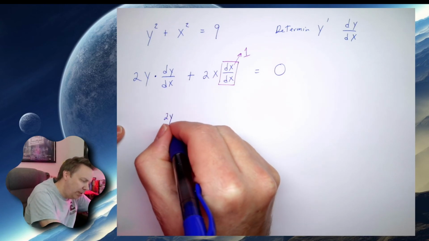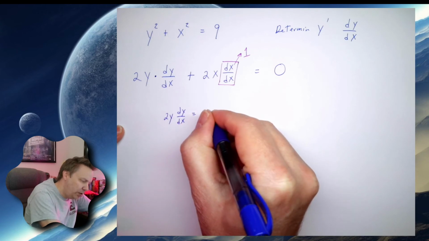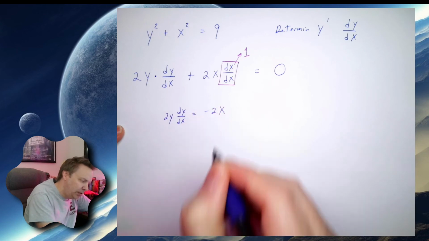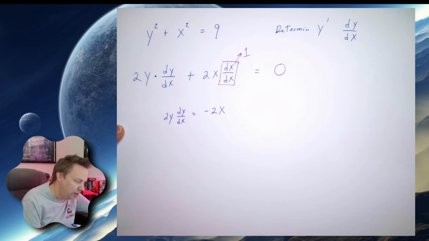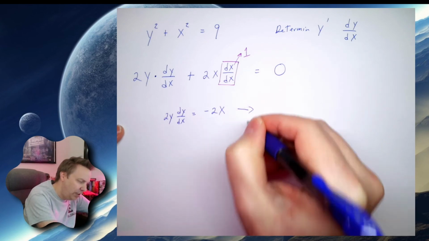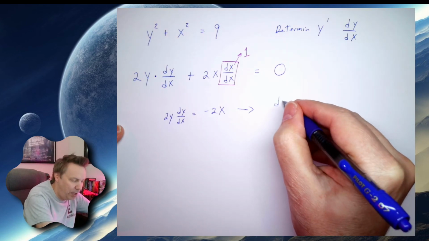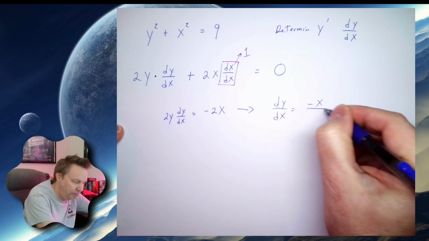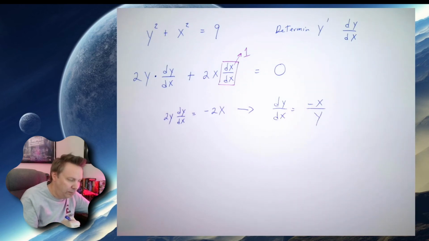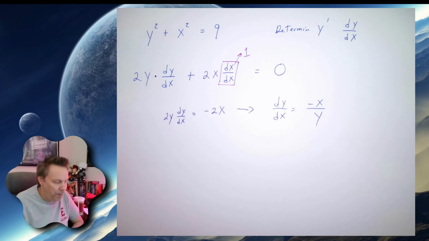So 2y dy dx is equal to negative 2x. I'm subtracting 2x from both sides here. And then I'm going to divide by 2y. And I'm going to do a little cancellation at the same time. And this is an implicit differentiation problem.